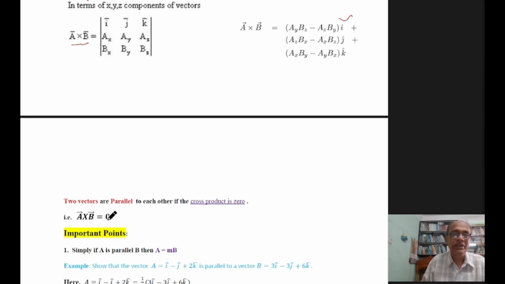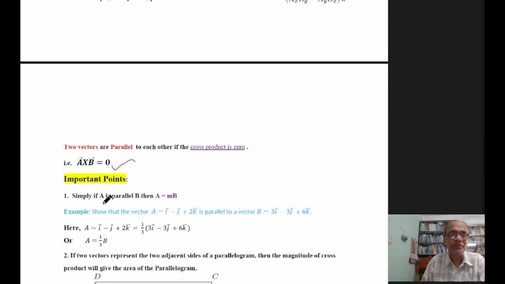Okay, and for two parallel vectors, theta equals 0 degrees, so obviously the cross product equals 0. Some important points we have to remember.